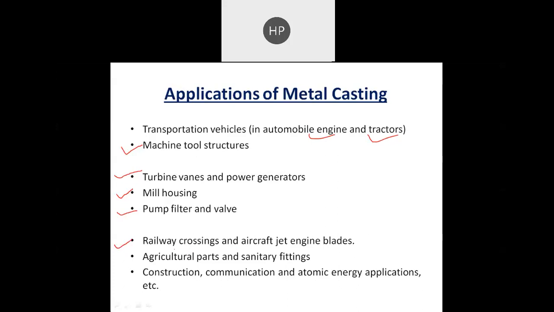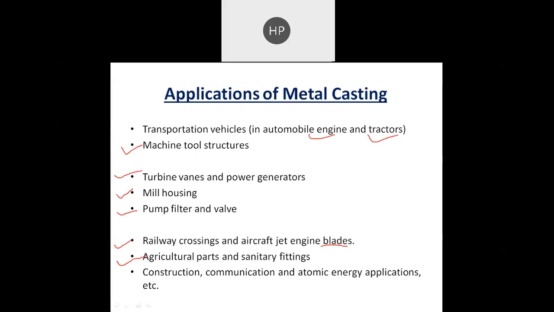Railway crossings, as we know, are a part which requires a certain difficult shape, which is produced by casting, as well as the aircraft jet engine. We have already talked about the automobile engine; the same category of jet engine has a curvature blade, and that blade is produced by the metal casting process. Same way, we have certain agricultural parts and sanitary fittings, which are produced by metal casting.